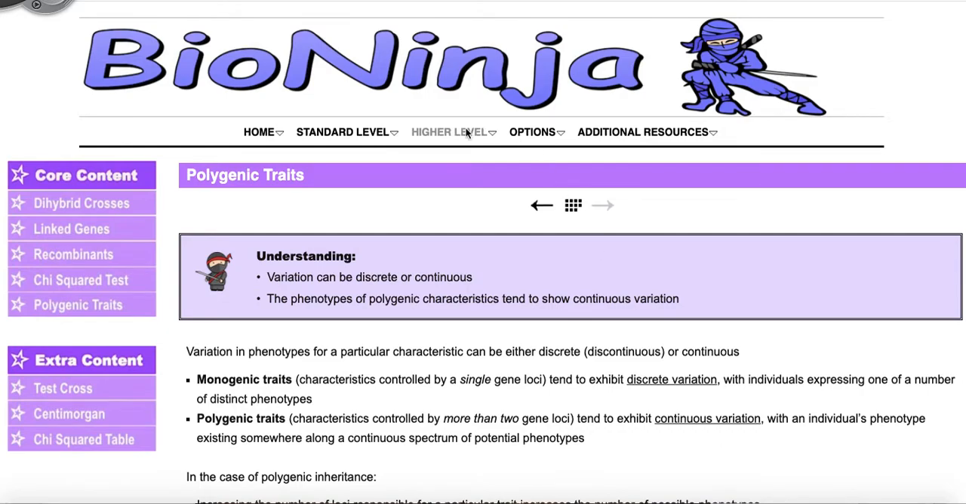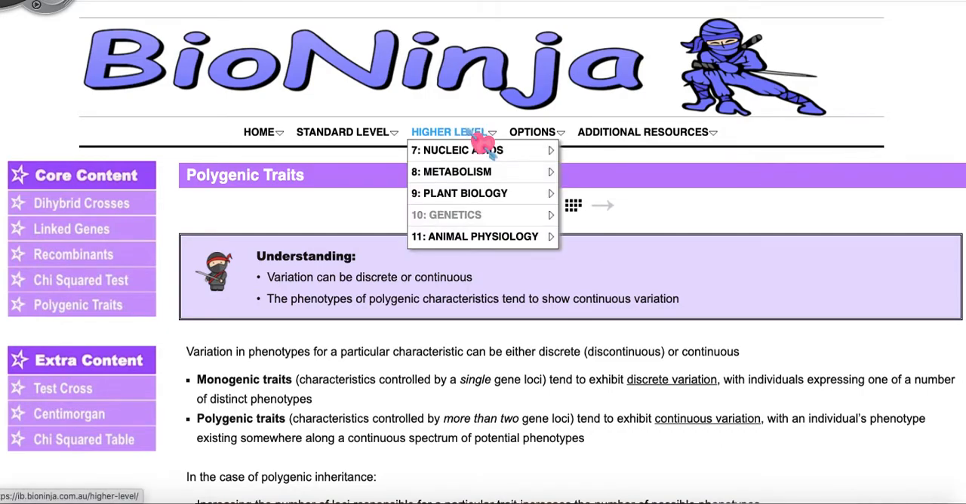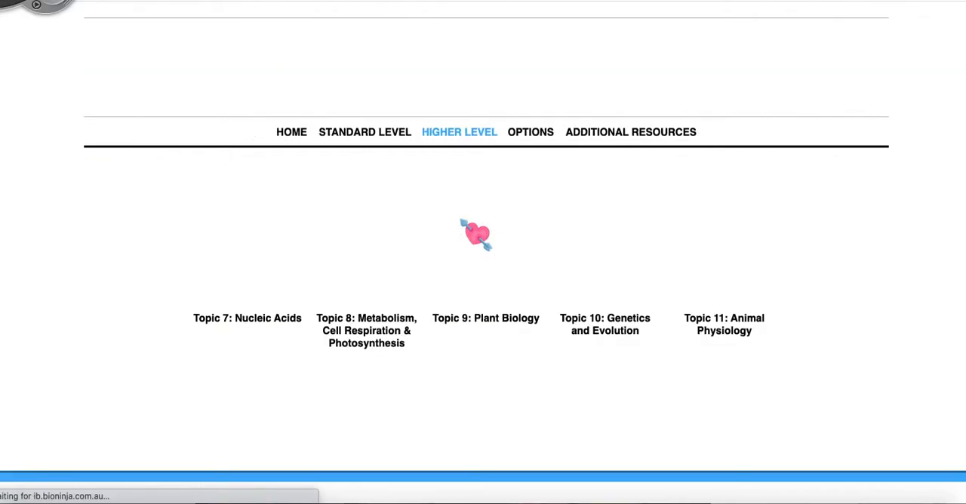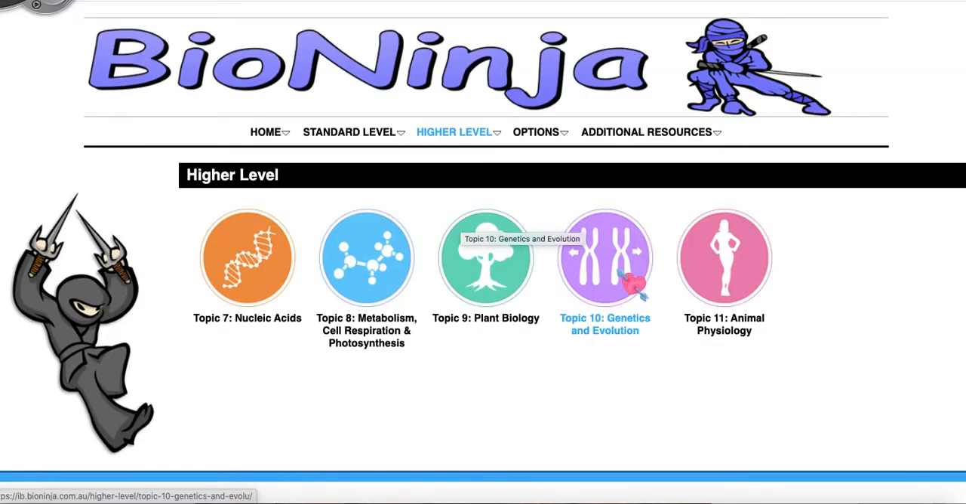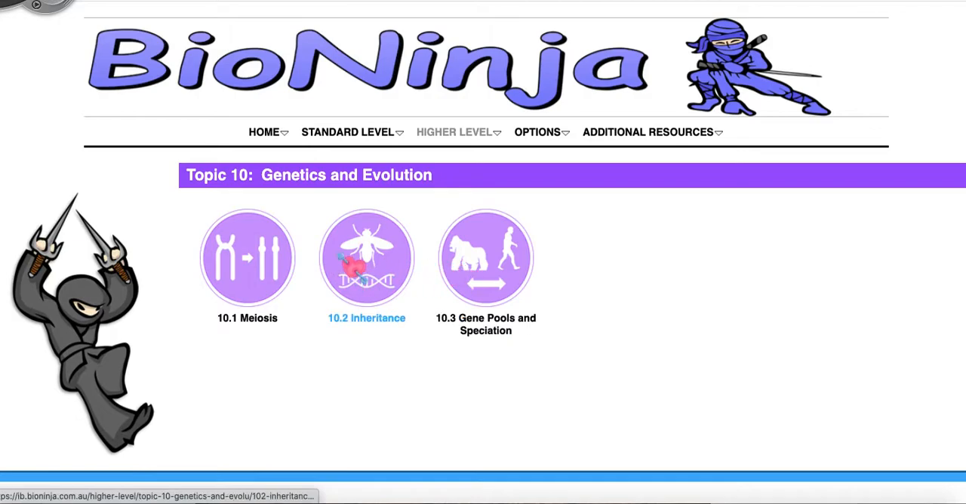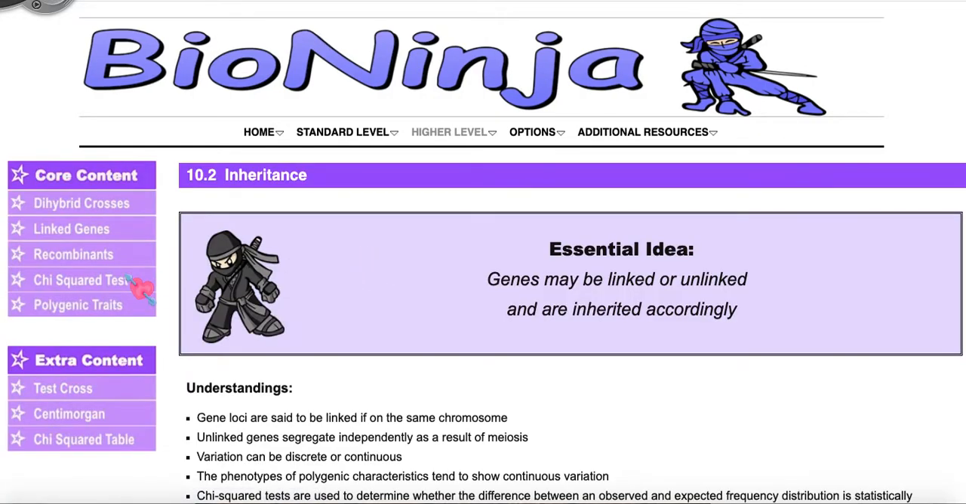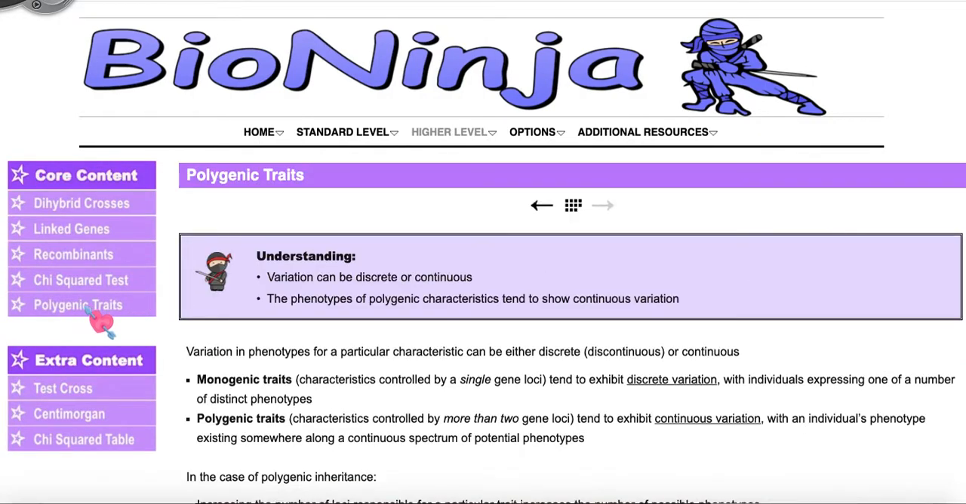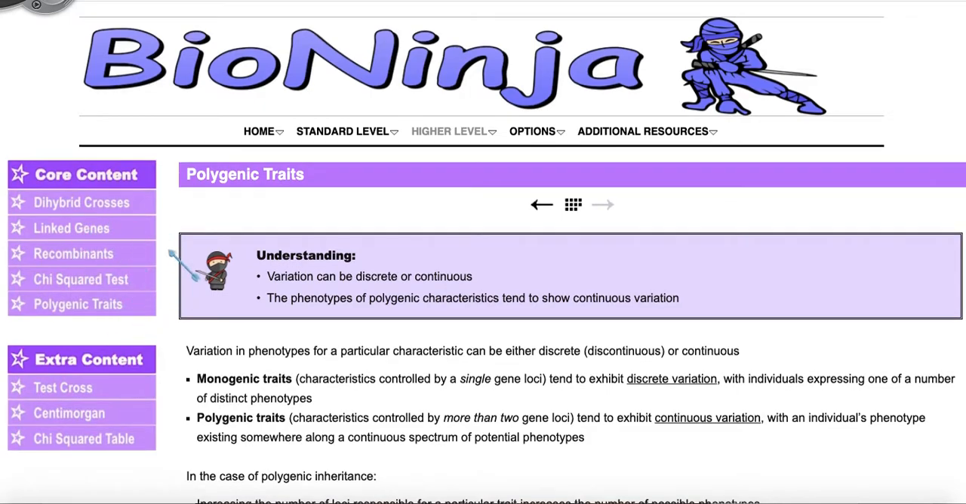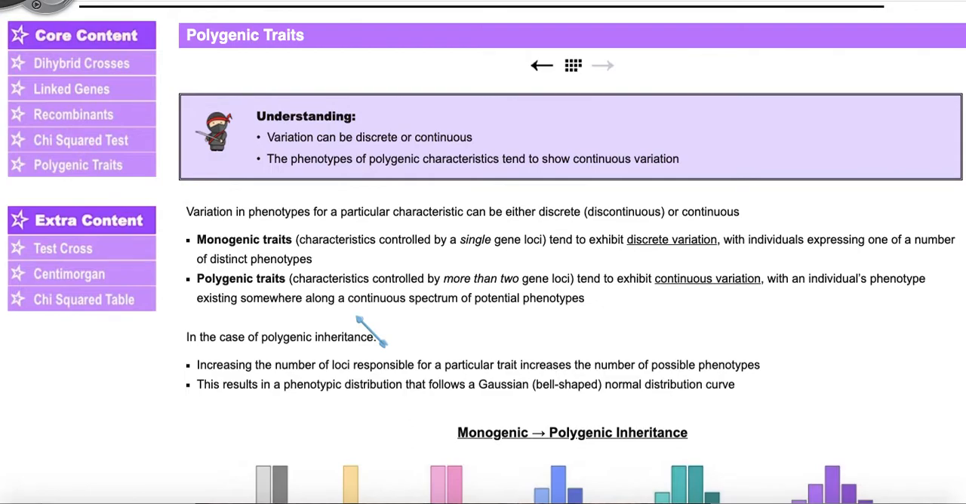IB Bio students. All right, so today we're going to continue with higher level topic 10.2. Oops, and I just lost it. Let's go back. And we're going to be looking at polygenic traits, which is this last core content within this section.